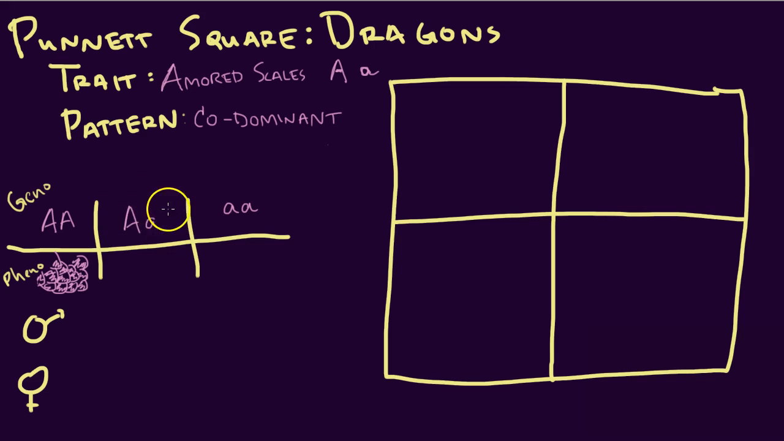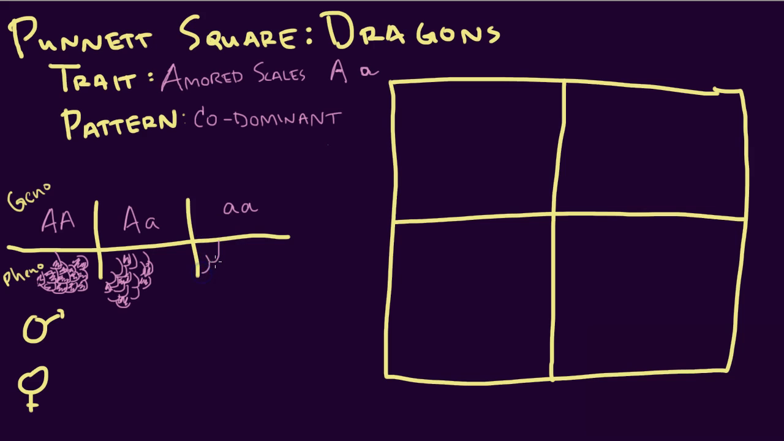Now, if we have capital A, little a, and it's a codominant trait in terms of its pattern, then we're going to have scales just like normal. However, some of them will be metallic and some of them are going to be rubbery. So in this case, maybe this one is metallic, this one's metallic, maybe this one's metallic, this one's metallic, and this one's metallic. Okay, and then the ones that aren't colored in are going to be the rubbery ones that aren't as protective.